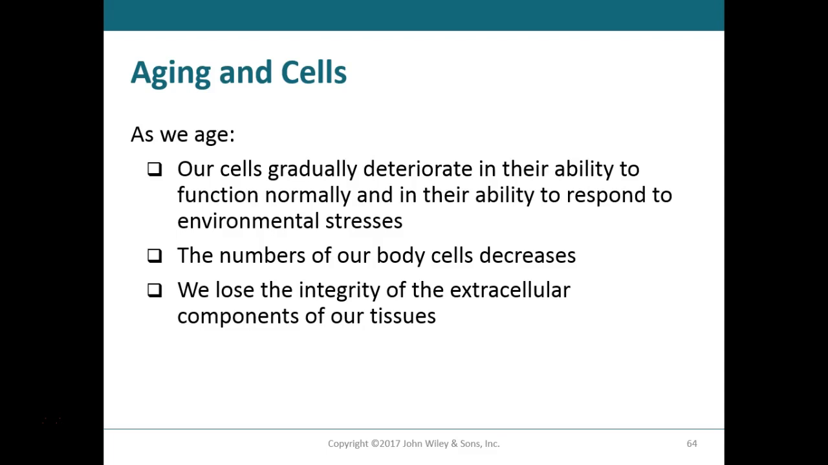So cells don't reproduce as well, and sometimes mutations have occurred and accumulated in those cells. So when cells do reproduce, they're reproducing faulty genes that then, of course, can also lead to faulty proteins being made. Again, we'll talk much more about aging as we continue our studies, and that will finish up our Chapter 3 content.